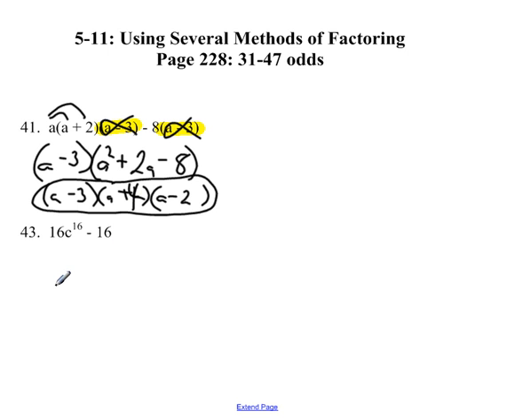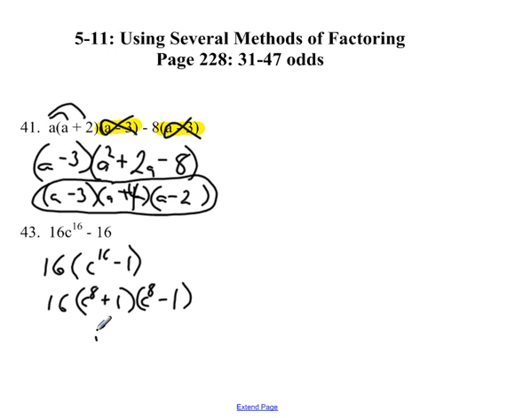Number 43, you have 16 in common, so make sure you always pull out common factors first. That's what you end up with once you pull 16 out. Now, at this point, 16 is just going to hang out in front of everything. C to the 16th power. It's a big exponent compared to the other problems, but you can handle that. That's c to the 8th times c to the 8th, and we have a difference of 2 squares problem.